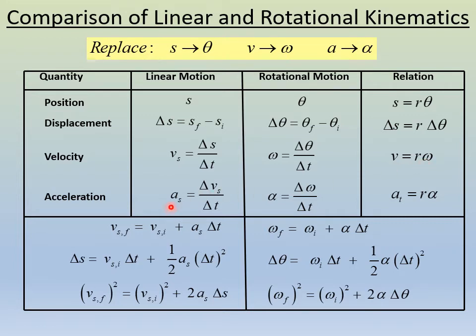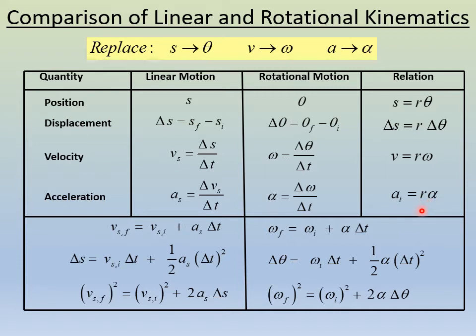For acceleration, we know from earlier in the course that acceleration is the change in velocity divided by time. Well, now we just take the a, replace it with alpha, we take the v, replace it with omega, and here is our definition for rotational motion. This is angular acceleration, the rate of change of the angular velocity. So it's delta omega over delta t, and a sub t and alpha are also related by a simple relationship here: a sub t is equal to r times alpha.